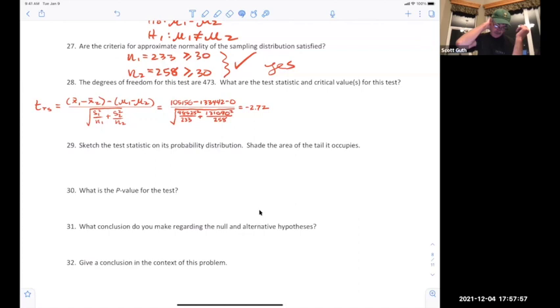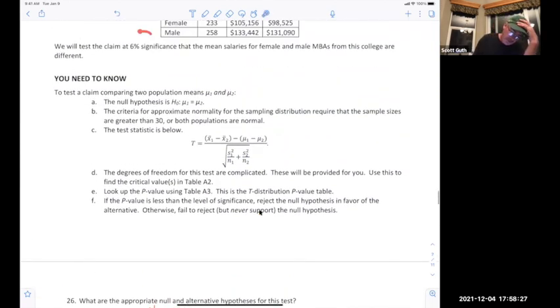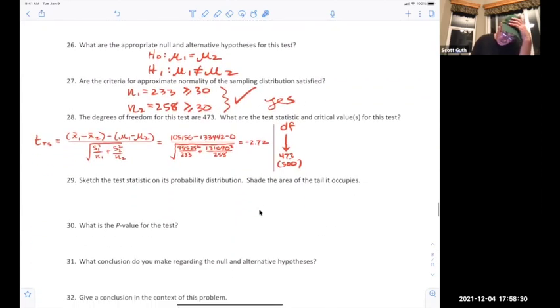Okay, and then critical value. So we have to go to table A2 for the critical value. The degrees of freedom are supposed to be, you see right here, 473 on this one. So I would go down and look for a 473, but we're going to have to use 500, which is the closest one in the table. And I think the alpha was 0.06. Let's verify that. Yeah, way up here, 6% significance on this one. So our alpha is 0.06, and I think this was a two-tailed test based on the alternative hypothesis.